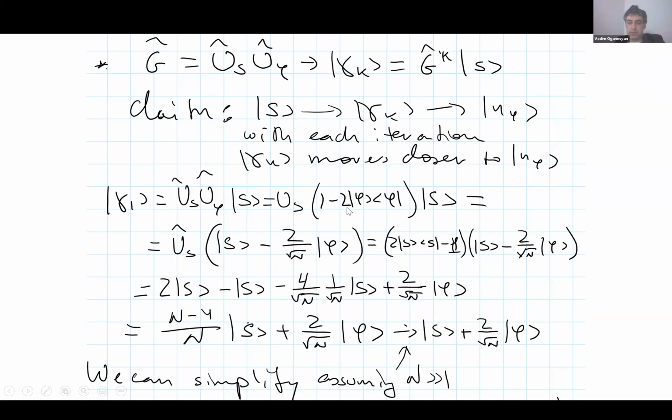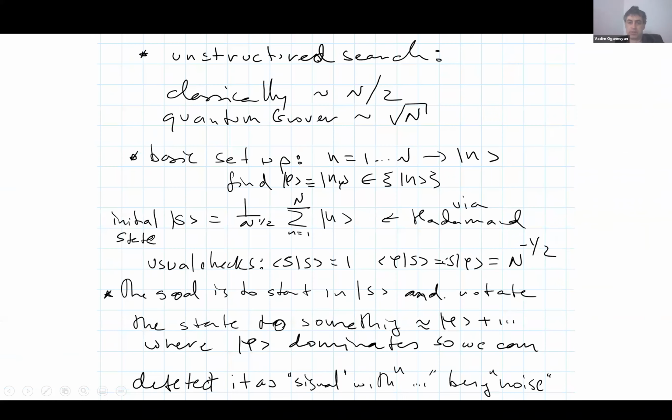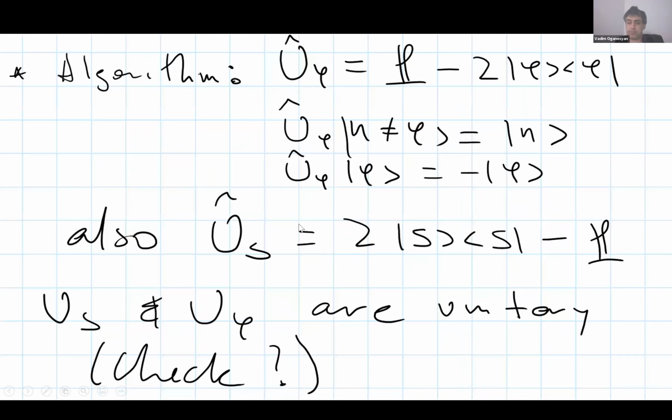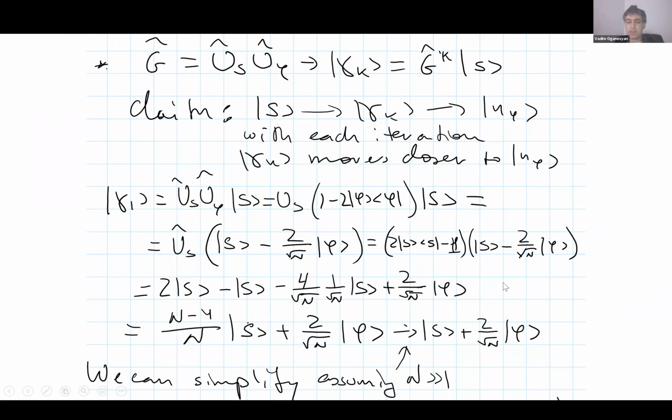U sub phi is expanded as 1 minus 2 phi. You apply it to S. Identity applied to S is S. Phi dot S is 1 over root n. We already said that. Somewhere here, you can just check that's true, because phi appears inside here. And so if you take a dot product of phi dot S, it's 1 over root n from the normalization, but then in this sum, only one term clicks, okay? So therefore, we get this result after the first step.